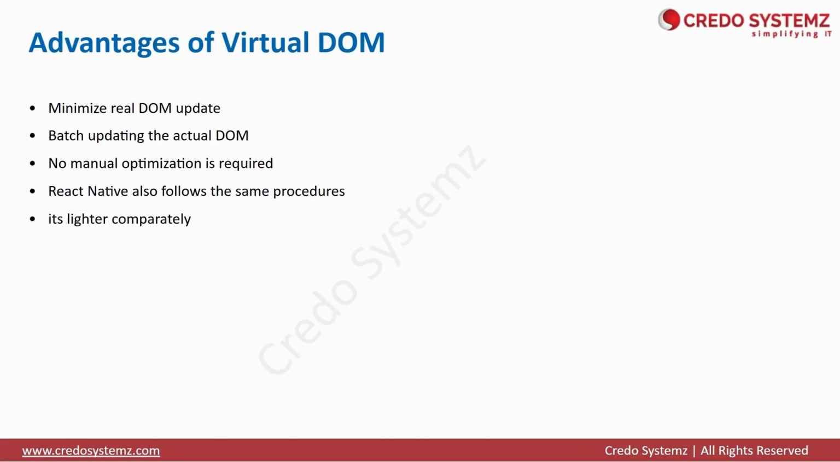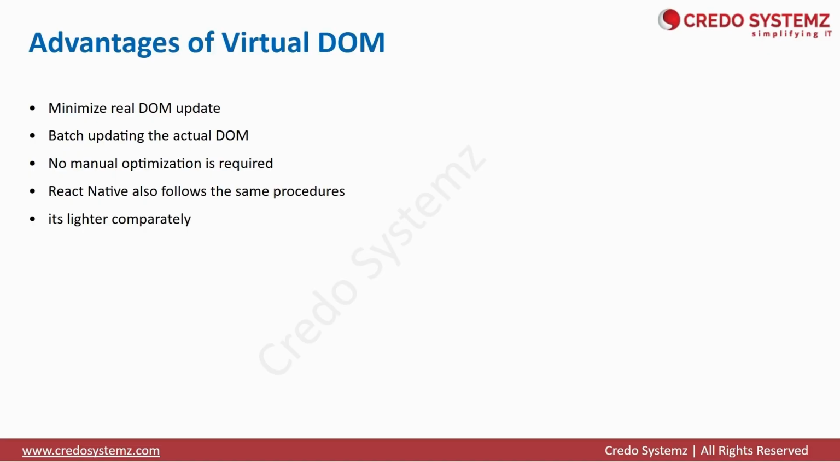So what are the advantages? Here we'll be discussing the advantages a little more. First and foremost, it minimizes real DOM updates. Since we are minimizing the real DOM updates, the performance will be better. Batch updates happen on the actual DOM, so I am avoiding a number of re-renders. We don't have to do any manual optimization for this kind of rendering process. That will be automatically taken care of by React itself. The virtual DOM takes care of it. We don't have to do anything.